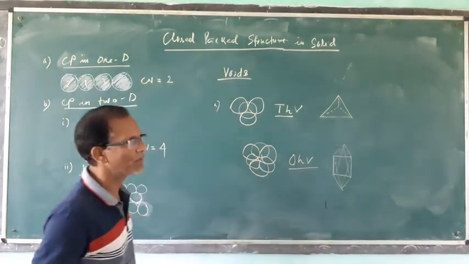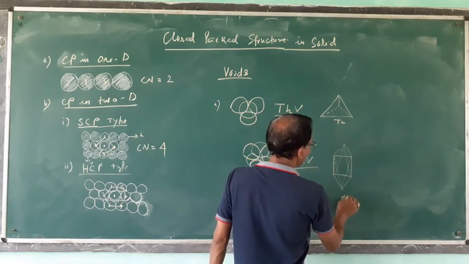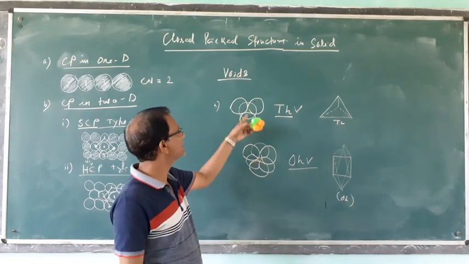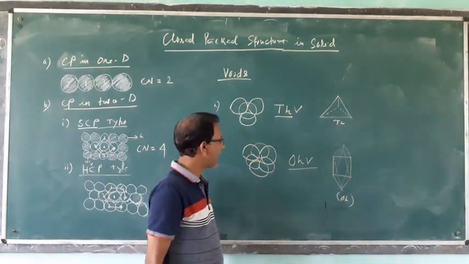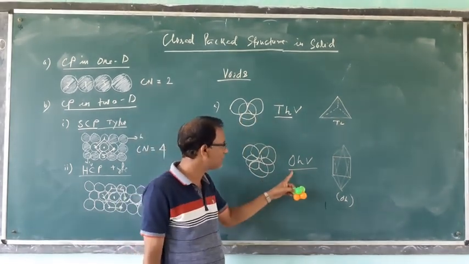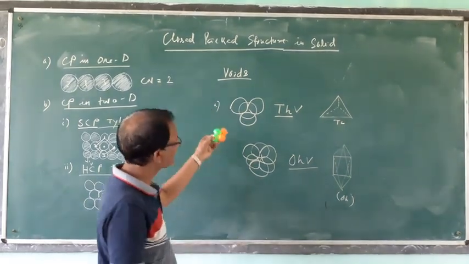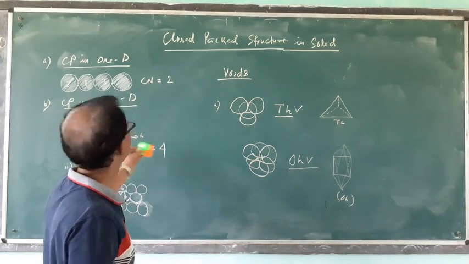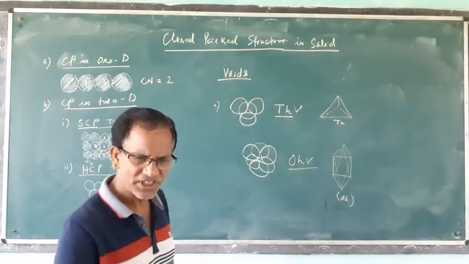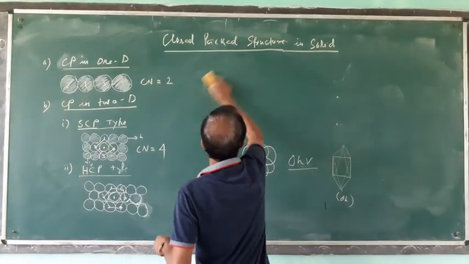This type of shape will form, tetrahedral type and octahedral type. That's why it is called octahedral void and tetrahedral void. Tetrahedral void is produced in between four spheres and octahedral void is produced in between six spheres. So these are the types of voids produced in the close packing.